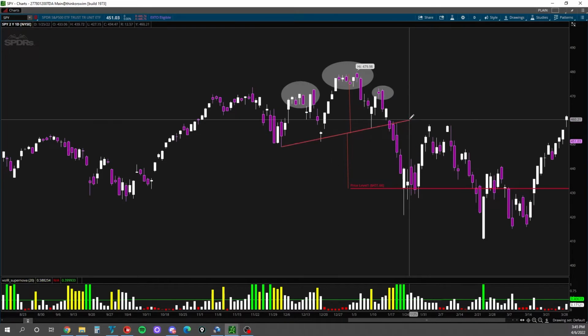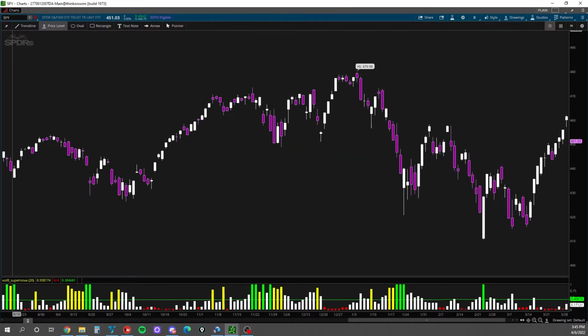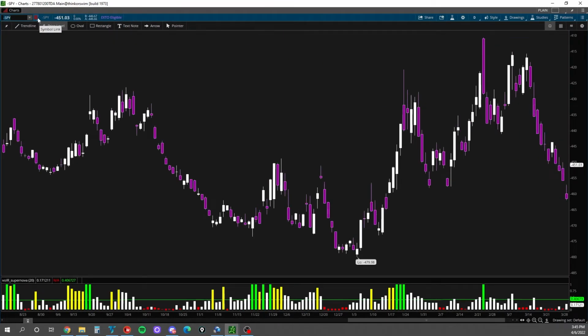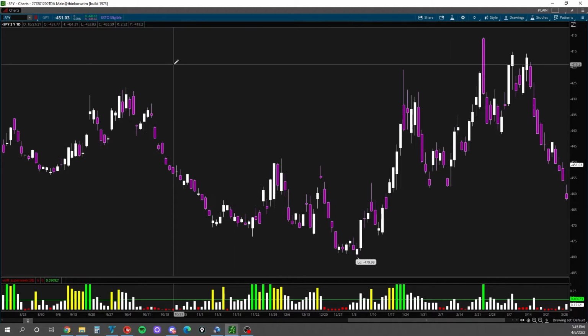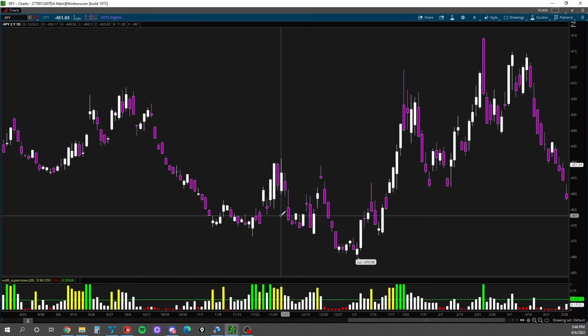Now, in order to show you what the inverse head and shoulders is, which is the bullish pattern, I'll just do something that you can do in TOS, and I'll just add a minus to the S&P ticker, and this will basically just invert the chart. See, it's a cool trick that I learned from Tintin. So anyway, this is the same thing that you are looking at right here.